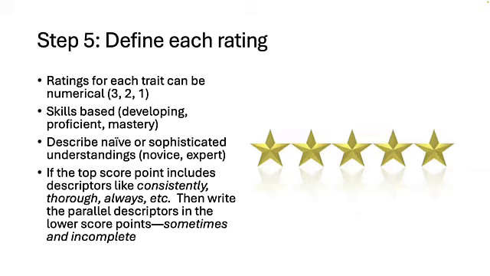Define each rating. Ratings for each trait can be numerical: 3, 2, 1. They can be skill-based: beginning, developing, proficient, and mastery. They usually describe naive or sophisticated understandings. And if the top score point includes descriptors like consistently, thorough, always, etc., then write the parallel descriptions in the lower score points: sometimes and incomplete.